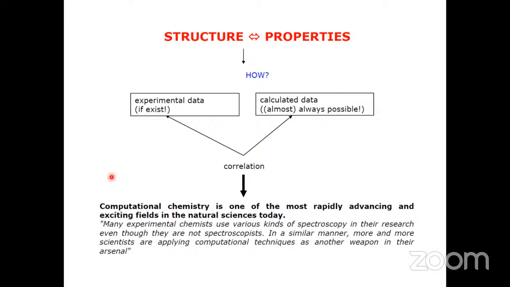So from here, we can say that computational chemistry is one of the most rapidly advancing and exciting fields in natural science today, because many experimental chemists, in fact, I am basically an experimental chemist, use different kinds of spectroscopy in research, although we are not spectroscopists. Likewise, we are also experimental chemists applying computational techniques or tools as another weapon in our arsenal to propose different parameters.